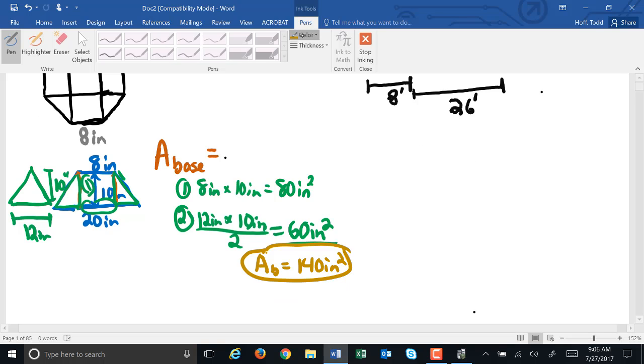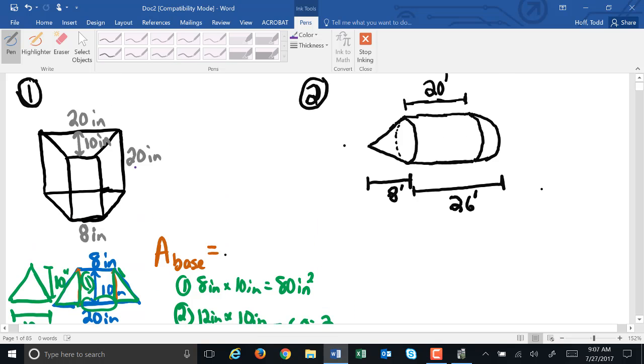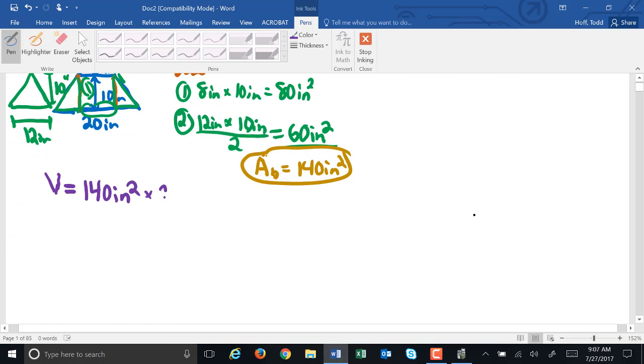So our volume is found by taking the area of that base, 140 square inches, times the height, which is 20 inches, which is 2,800 cubic inches.